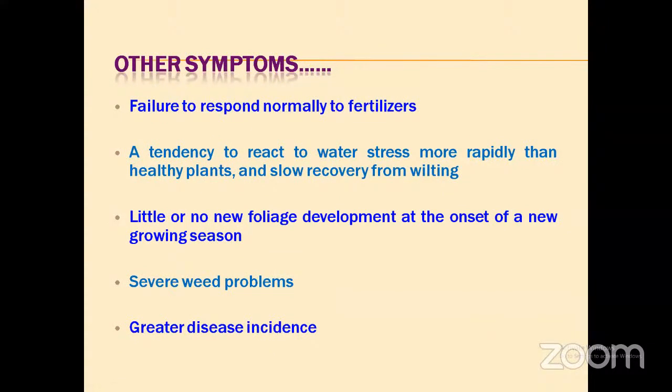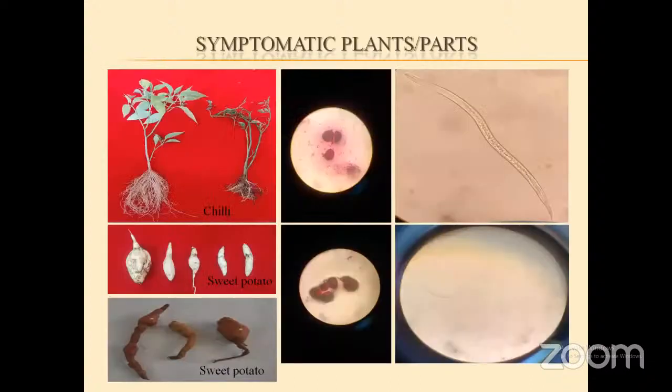You have now seen the external symptoms: the plant showing yellowing, sparse yellowing or wilting, not responding to fertilizers or irrigation. So what are the other general symptoms? There will not be any new foliage, and disease incidence will be more. Without nematodes also the disease incidence can be high, but especially for diseases spreading from the soil zone, it will be more if the plant has already been affected by nematodes.